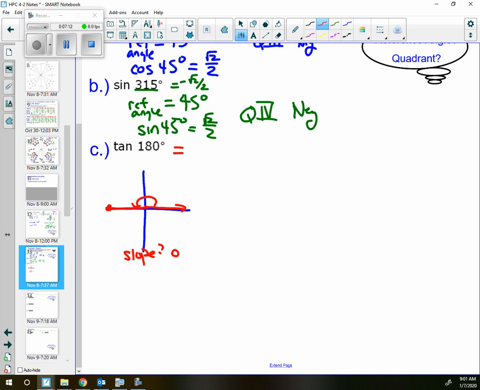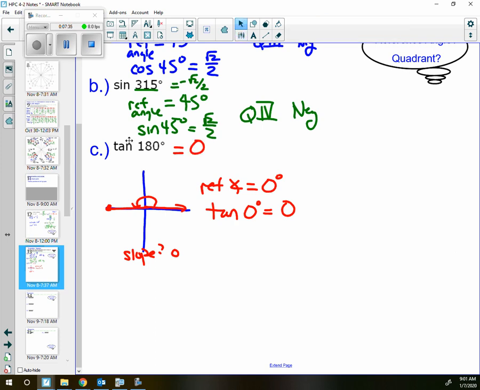So let's see if we can figure out why that's going to be 0. What's your reference angle? Well, if you're on the x-axis, your reference angle is 0 degrees. So this is going to have the same answer as the tangent of 0. Remember, tangent of 0, that's y over x, is going to be 0. You didn't go up or down. The y value anywhere on the x-axis is 0. So that means at 180, it's still going to be 0.